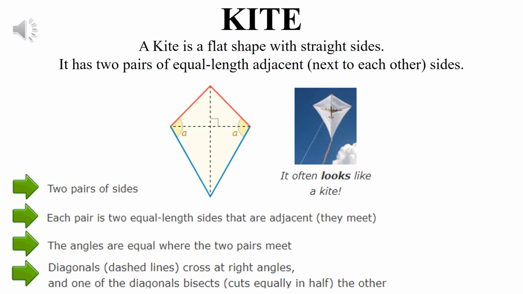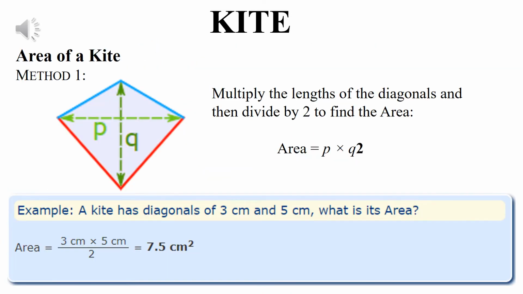Kite. A kite is a flat shape with straight sides. It has two pairs of equal length sides, and each pair is adjacent, next to each other. The angles are equal where the two pairs meet. Diagonals, or dashed lines, cross at right angles, and one of the diagonals bisects, or cuts equally in half, the other.